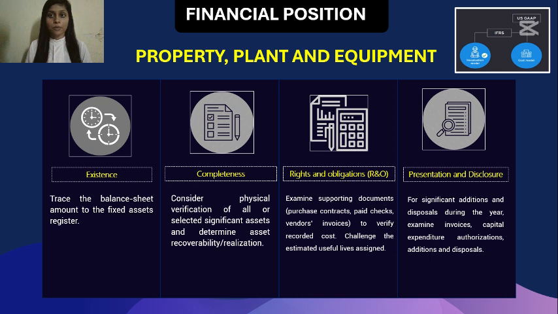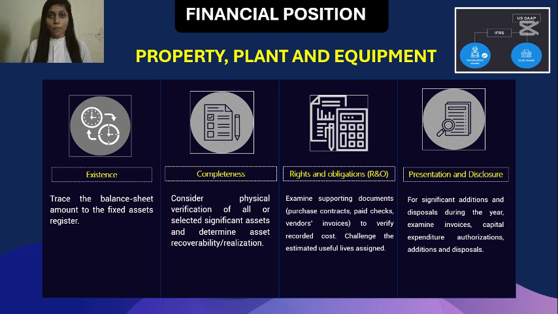Audit assertions and procedures for PPE. First one, existence. Trace the PPE balance from the balance sheet to the fixed assets register. Verify that the asset physically exists and is in working condition. Second one, completeness. Ensure all PPE owned by the company is recorded in the financial statements. Conduct physical verification of all or selected significant assets. Investigate and resolve the discrepancies between the physical count and the fixed asset register.